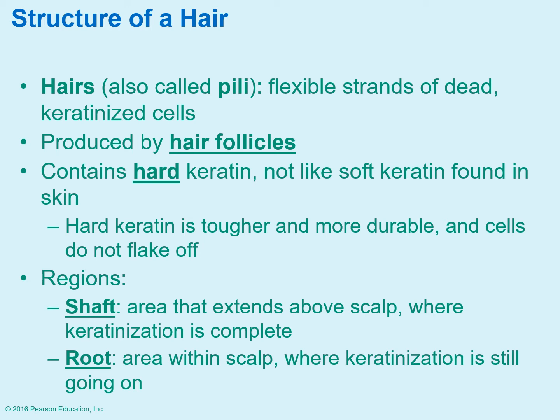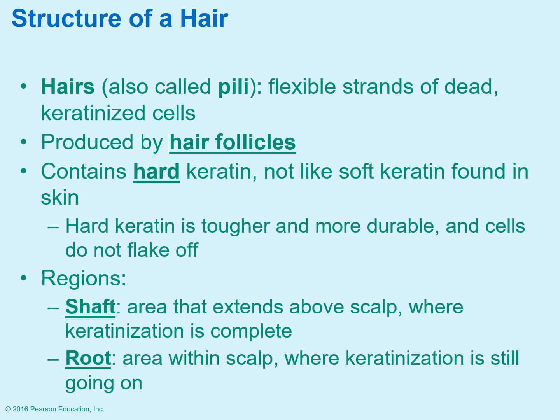Where is the hair being produced? By the hair follicles. It does contain keratin that's very hard. It's not like the keratin in the skin. It's very hard. It's more durable. The cells aren't going to be flaking off. And by now we know that we love in biology to classify things.